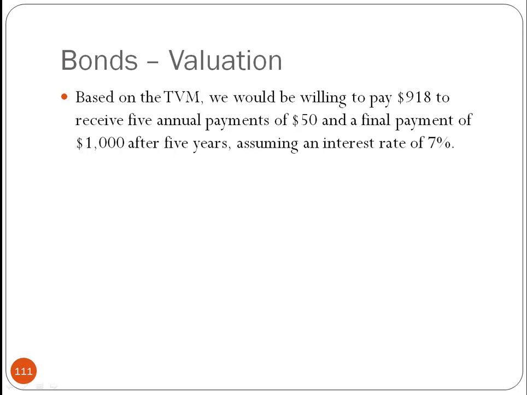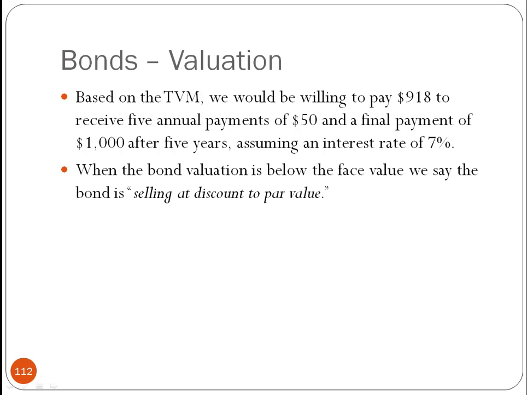So now, just to summarize this: based on the time value of money, we would be willing to pay $918 to receive 5 annual payments of $50 and a final payment of $1,000 after 5 years, assuming an interest rate of 7%. When the bond valuation is below the face value, we say that it's selling at a discount to par value.